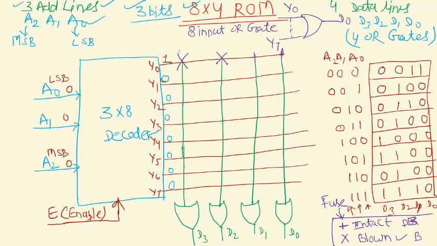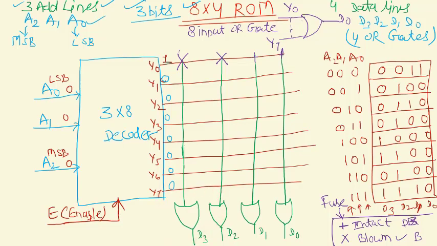Okay, and again suppose for the Y1, at this condition at D0, D1 पे 1 अवेलेबल होगा, D2 एंड D3 पे 0 अवेलेबल होगा.